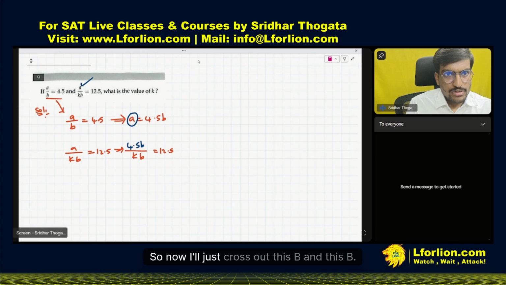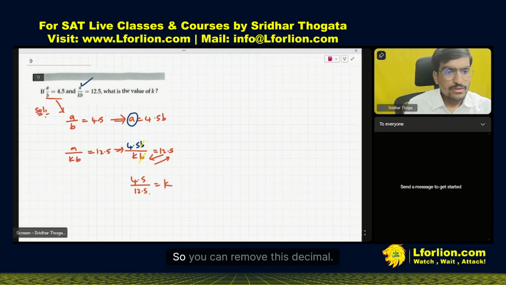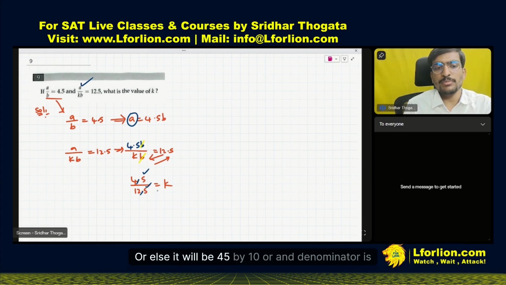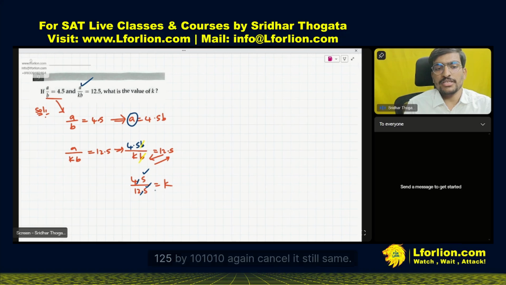Now I'll just cross out this B and this B. I'll have 4.5 divided by 12.5. So the K value is this. You can move the decimal. After the decimal, one digit is there in both, so you can remove the decimal, or else it will be 45 by 10 over 125 by 10.